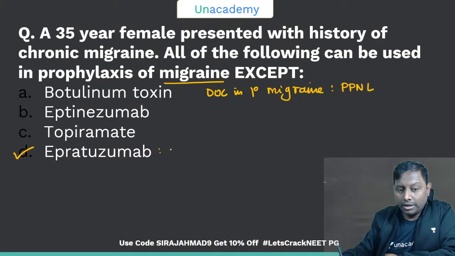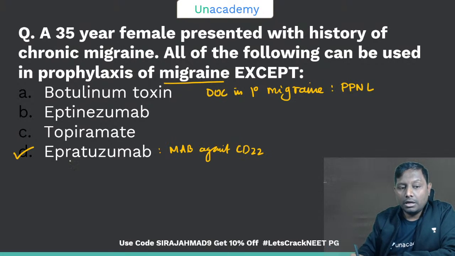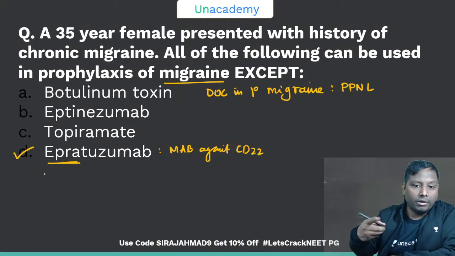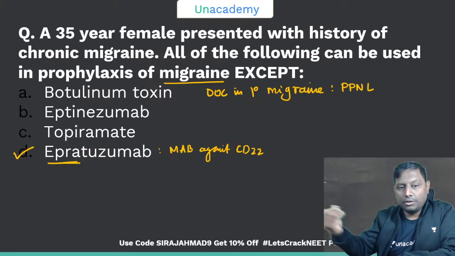This is one of the monoclonal antibodies against CD22. Rituximab is against CD20, and above that, Epratuzumab will be CD22.